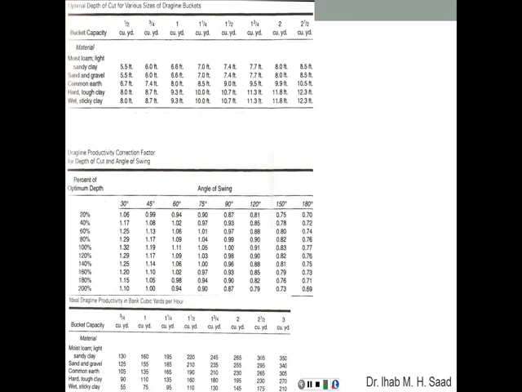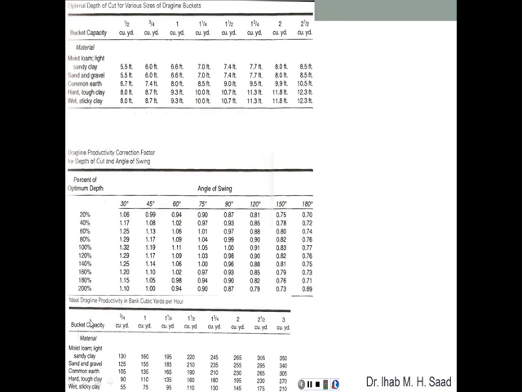The correction factor is based on the angle of swing. Again, the more the angle of swing, the lower the production rate. So based on the percent of optimum depth, let's say we're talking about 100% of the optimum depth and an angle of swing of 90 degrees, that's going to give you an efficiency of 1, which is 100%. If it's 30 degrees, it's going to give you an efficiency of 1.32, or 132%. If it's 180 degrees, it's going to give you an efficiency of 77%.